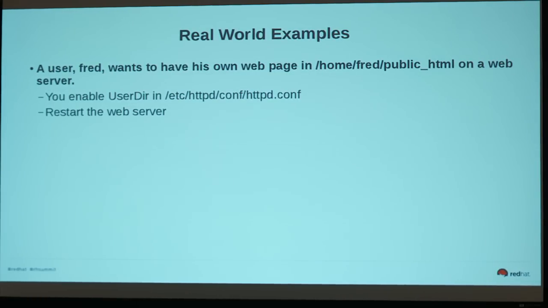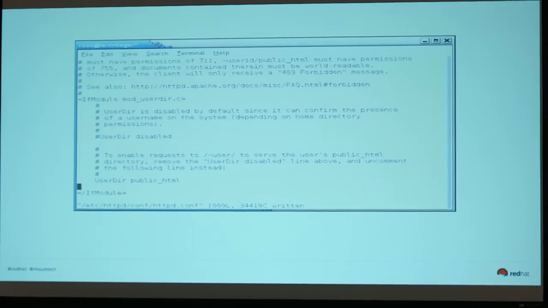He's going to create the home Fred public_HTML directory on a web server. So you do all the things as a good sysadmin. You go and modify the httpd.conf, or you can create a secondary file under httpd.d. You set it all up. It's good. You restart the web server. You've made the entry in there that says UserDir public_HTML.